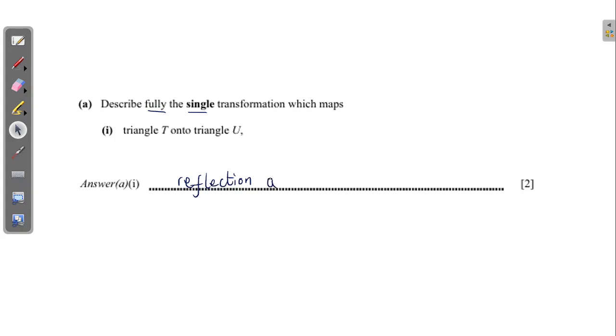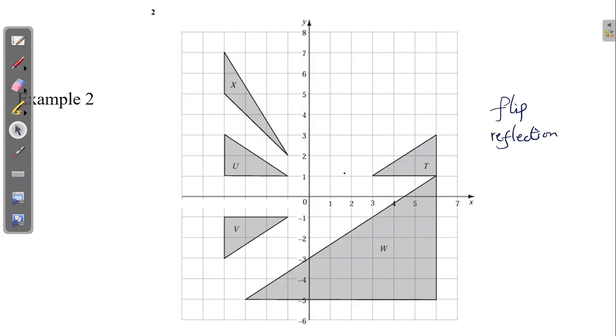The equation of the mirror line. So you write reflection along, you get along. So now let's get the mirror line equation. So now this point here corresponds to this point here, right? So you have to look for the corresponding point.